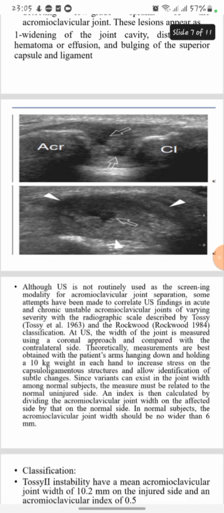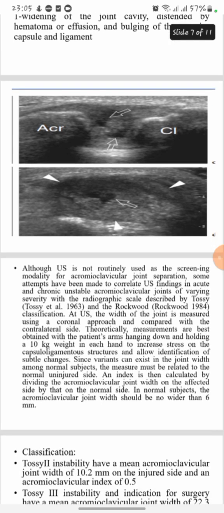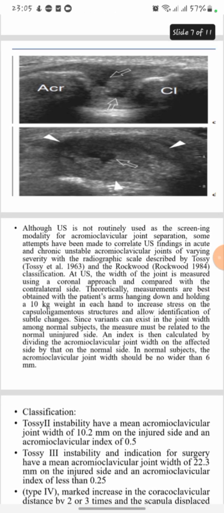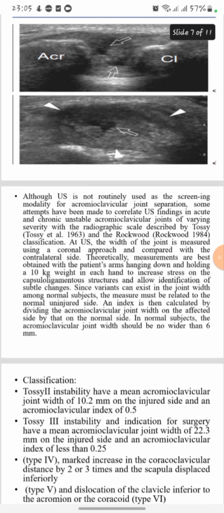Here is the ultrasound image: the proximal or superior image is the coronal image, and the bottom one is the sagittal scan. We can see the widening between the acromion and the clavicle, and the white arrow indicates that there is an increase in size with fluid accumulation in the center.